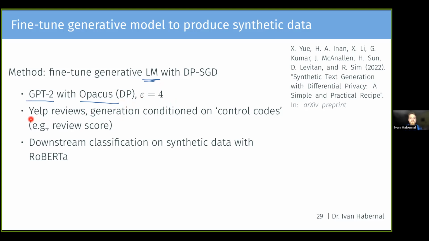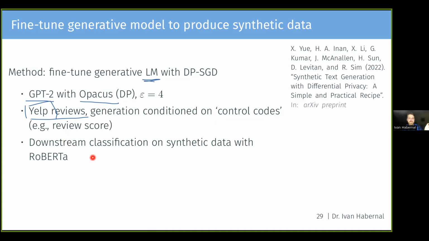So they took Yelp reviews and generated text conditioned on some control codes, for example, the review score. So you fine-tune your model on the Yelp data, which is not really private, but let's pretend it is private data. You fine-tune your generative model on this training data, and then you can generate synthetic data by conditioning on something, which should mimic the distribution of your private data, but not reveal anything from it, because the privacy guarantees come from the training.